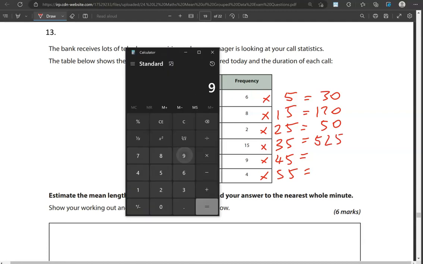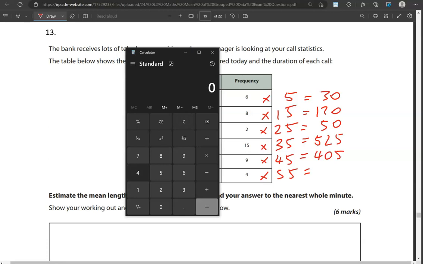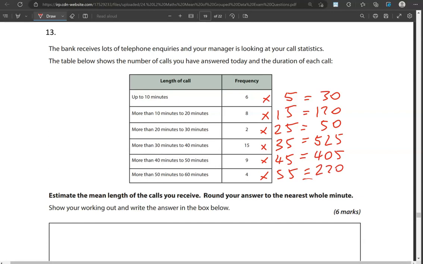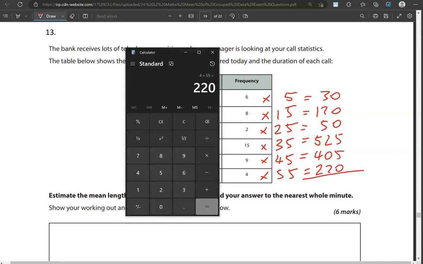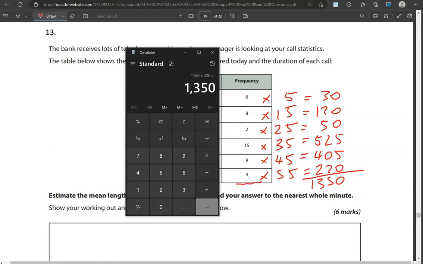9 times 45, which is 405. 4 times 55, which is 220. So the total will be 30 at 120, at 50, at 525, at 405, at 220, which is 1350. And we're going to divide that by the total for frequency.